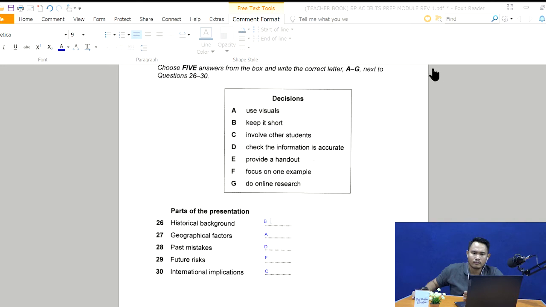And answer questions 26 to 30. Okay, here we go again. Now let's say on number 26 here, historical background. So my answer is B, keep it short. So let's see whether I'm correct or not.